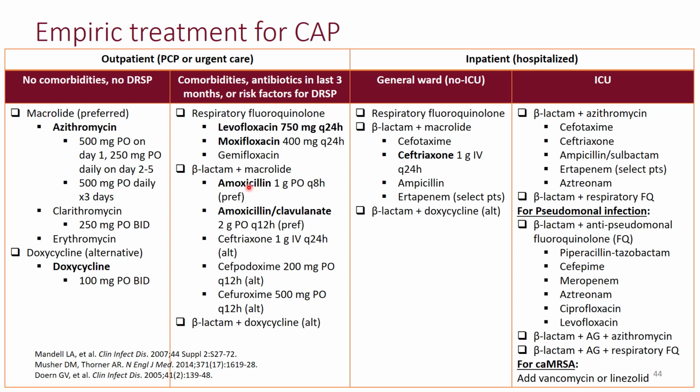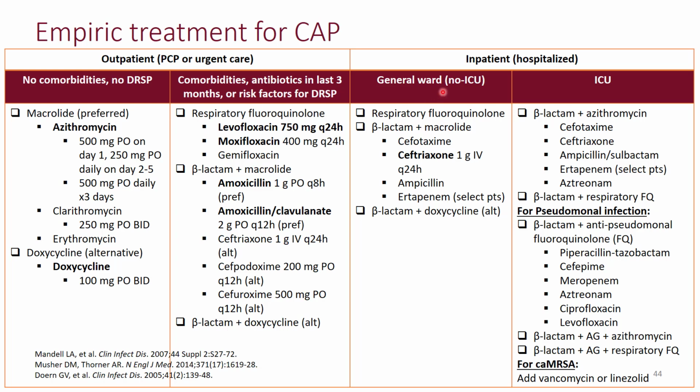And the reason we need to add a macrolide to beta-lactam is because beta-lactams do not have activity against atypical organisms. Whereas if you use a respiratory fluoroquinolone monotherapy, levofloxacin, for example, they are active against atypical organisms as well as active against drug-resistant Streptococcus pneumoniae. Now, if someone could not tolerate macrolides, alternatively, doxycycline could replace the macrolide and be used in combination with a beta-lactam.